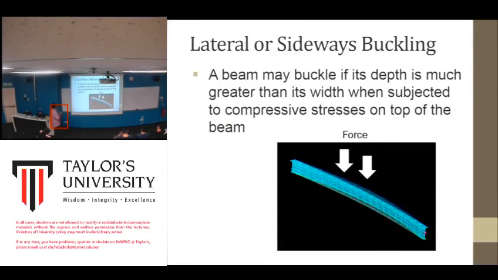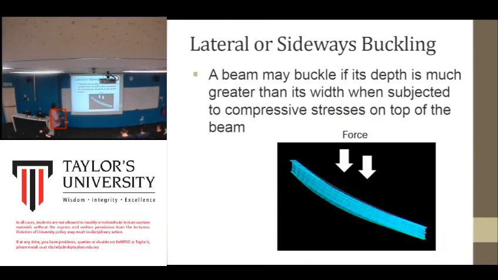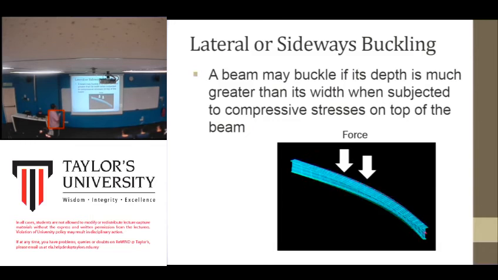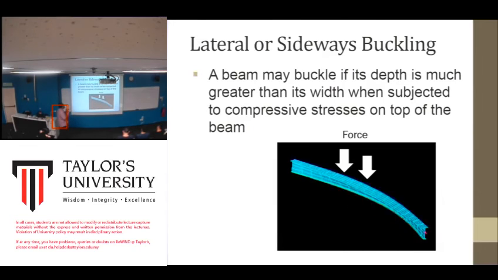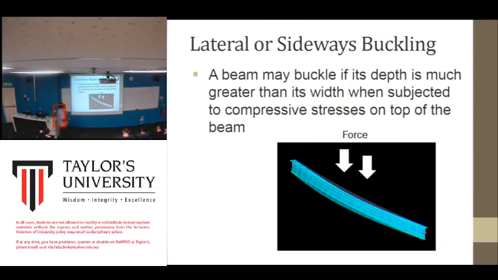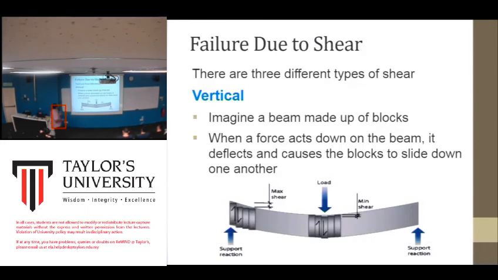lateral or sideways buckling. So this is what is meant by lateral or sideways buckling. A beam may buckle if its depth is much greater than its width, subjected to compressive stresses on top of the beam. Yeah, and then okay, this is failure due to shear.